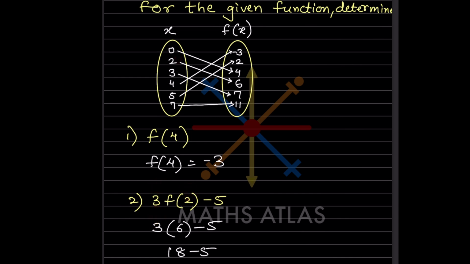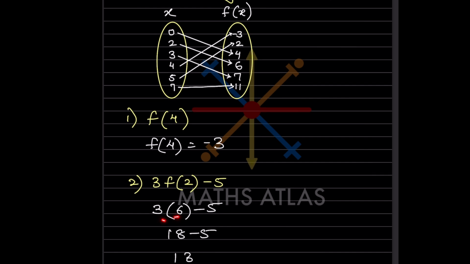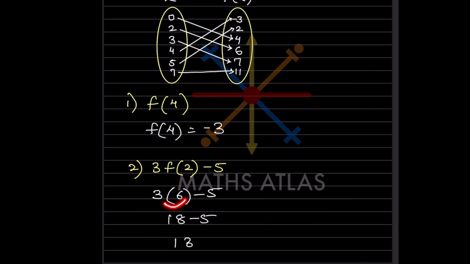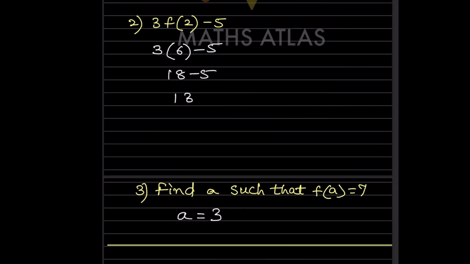f of 2 means at the x value of 2 here. So this is what? This is 6. So in place of this f of 2, you are going to write here 6. So 3 will be as it is. In place of f of 2, you are going to write 6 and minus 5. So this is going to be 18 minus 5. The answer is going to be 13.